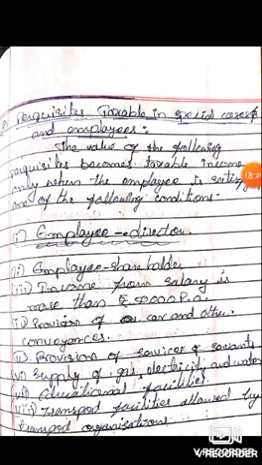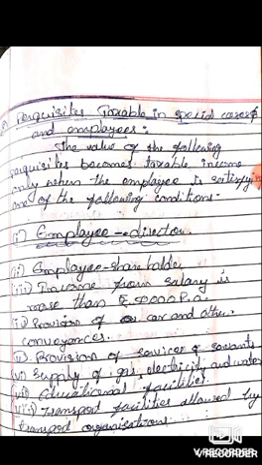Provision of car and other conveyances: if a provision is given to the employee for personal use, then it is a taxable perquisite. For official use, it is an exempted perquisite. And provision of service of servants: this is also exempted for official purpose, and for personal purpose it is taxable.